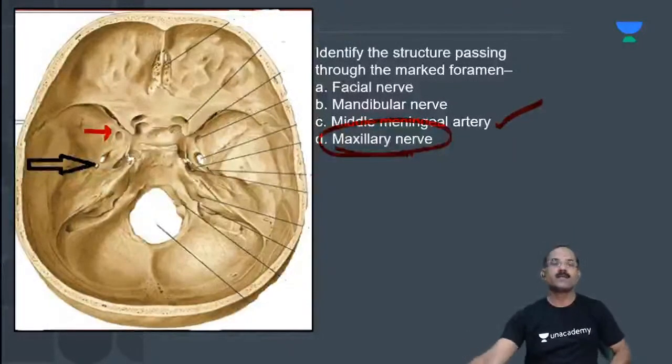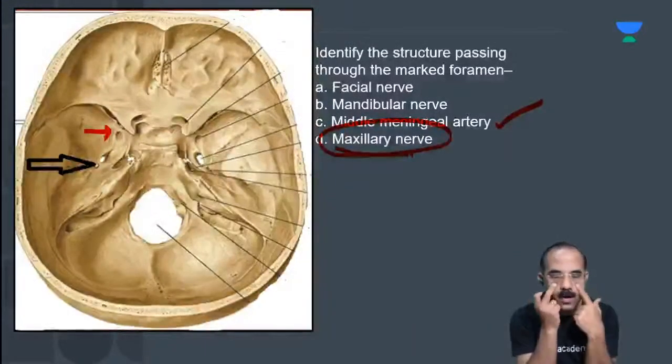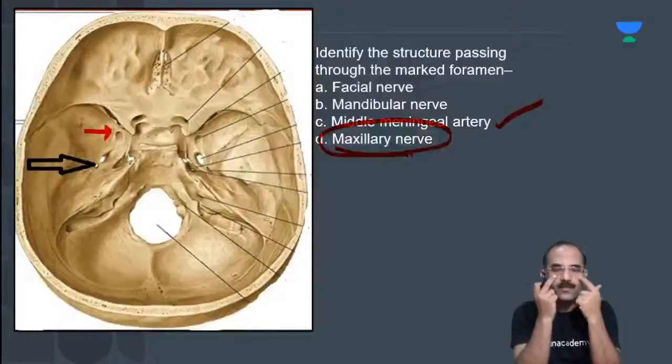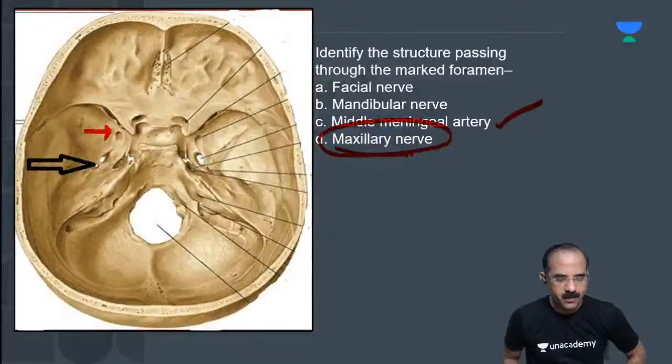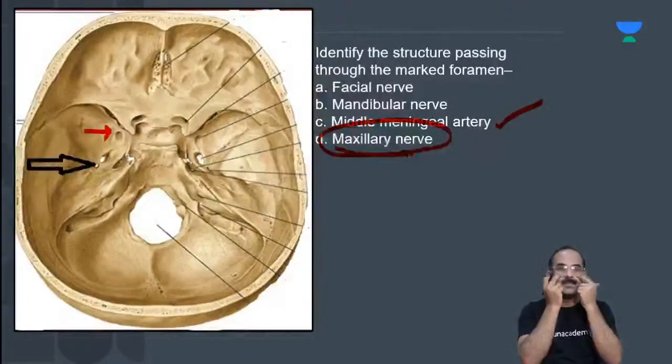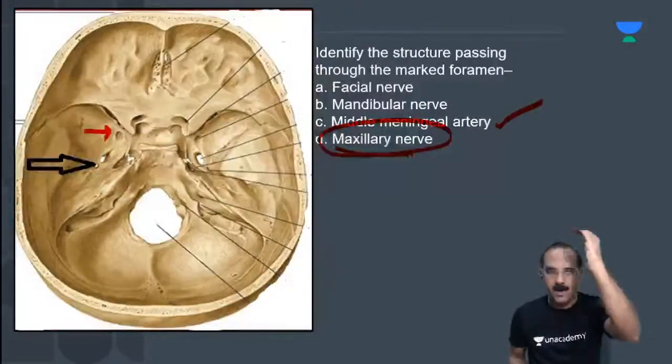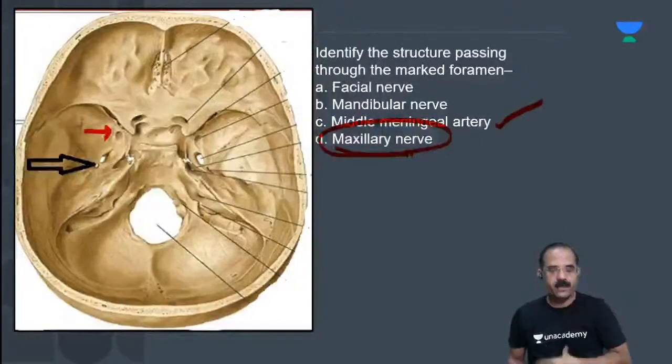And now the maxillary nerve comes straight out below the orbit. Yes, below the orbit there's a foramen here named the infraorbital foramen. And the nerve which comes out from here is the infraorbital nerve, right?